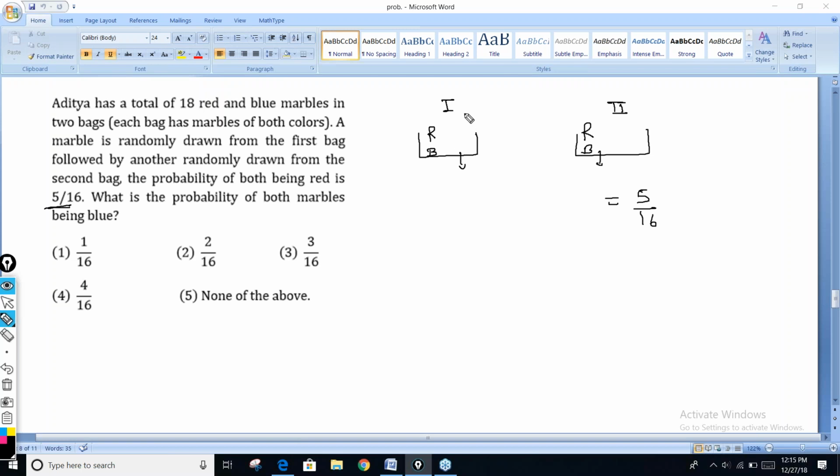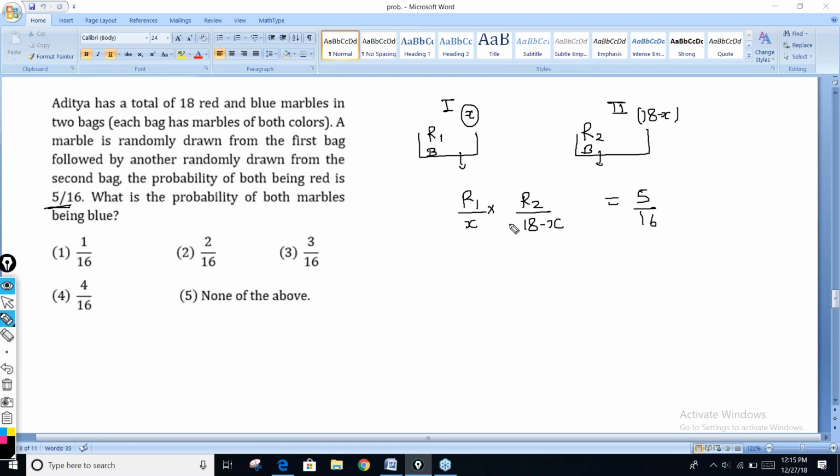So can you say, okay, if there are x marbles here in total, there have to be 18 minus x marbles here, and there are, let's say, R1 red marbles and R2 red marbles here. So what is the probability of getting both red? You will say R1 upon X into R2 upon 18 minus X. R1 C1, that is R1, R2 C1, that is R2, and X C1, that is X, or 18 minus X C1, that is 18 minus X. If you multiply these two, this should come to 5 by 16. Question is clear.